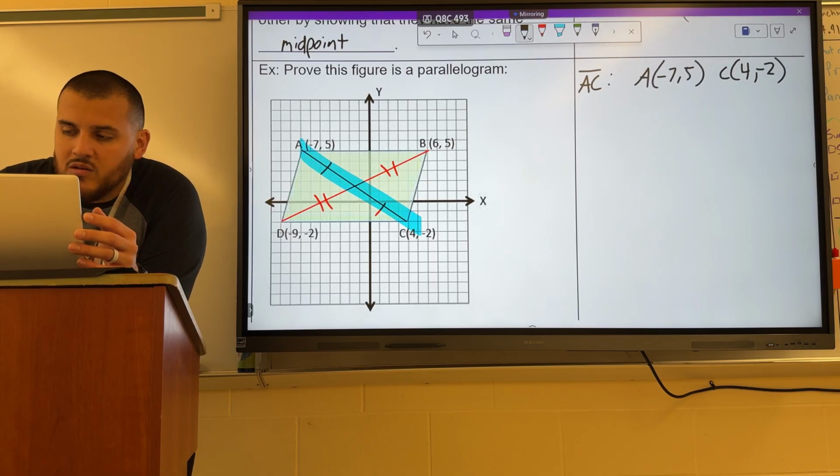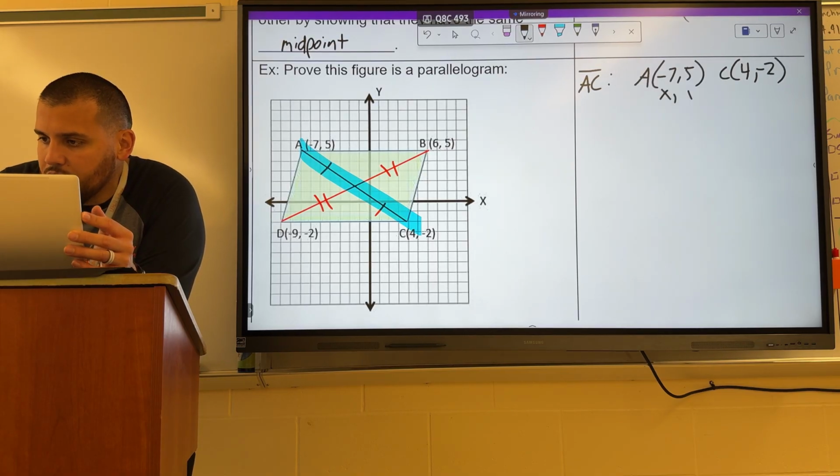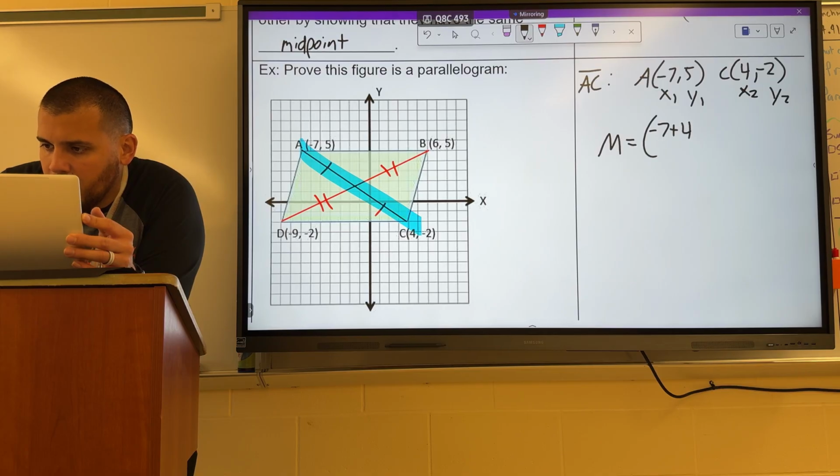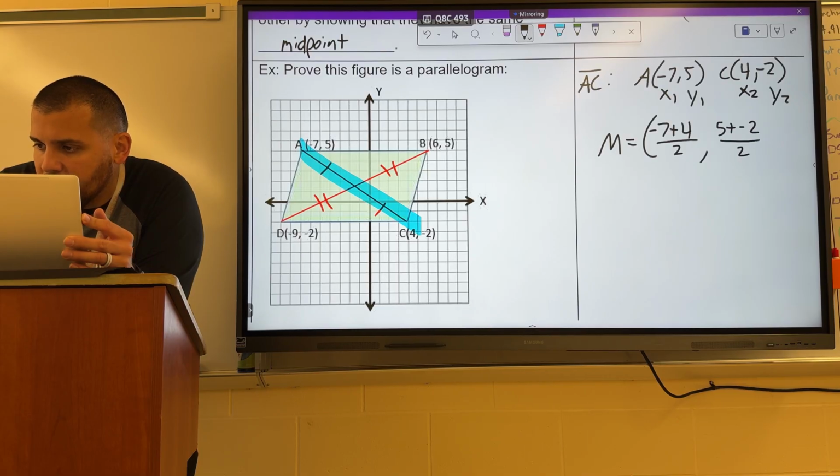The reason I write those out is so that I can label them and then carefully plug them into my midpoint formula. So x1, y1 for one point, x2, y2 for another. Those plug into my midpoint formula. x1, -7 plus x2, 4 divided by 2. The same thing with our y's. y1, 5 plus y2, -2 divided by 2.